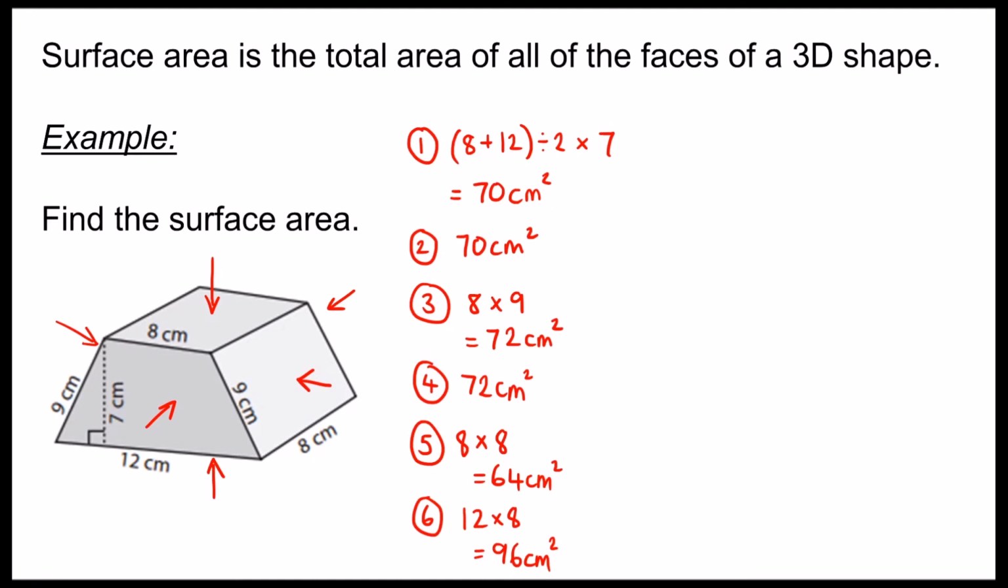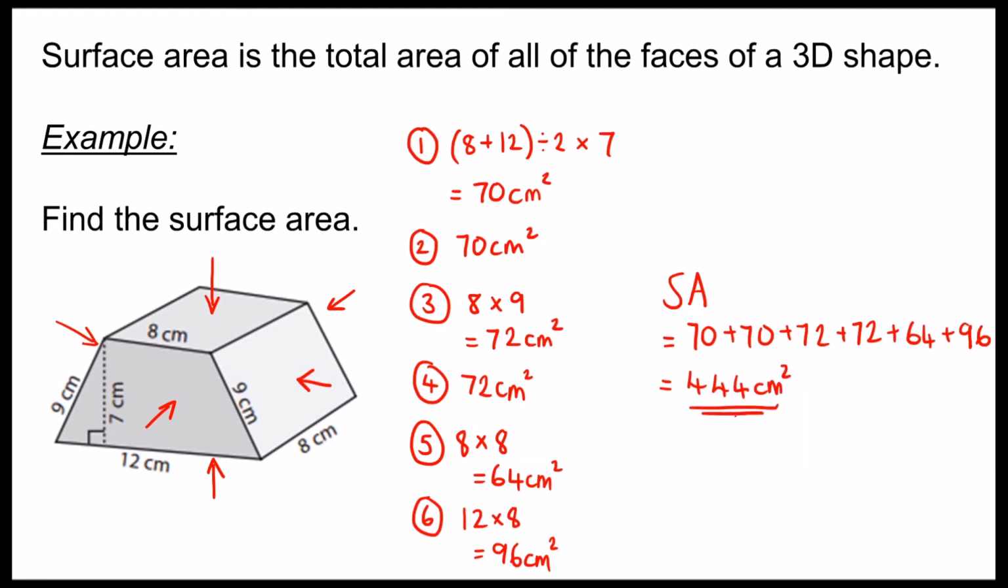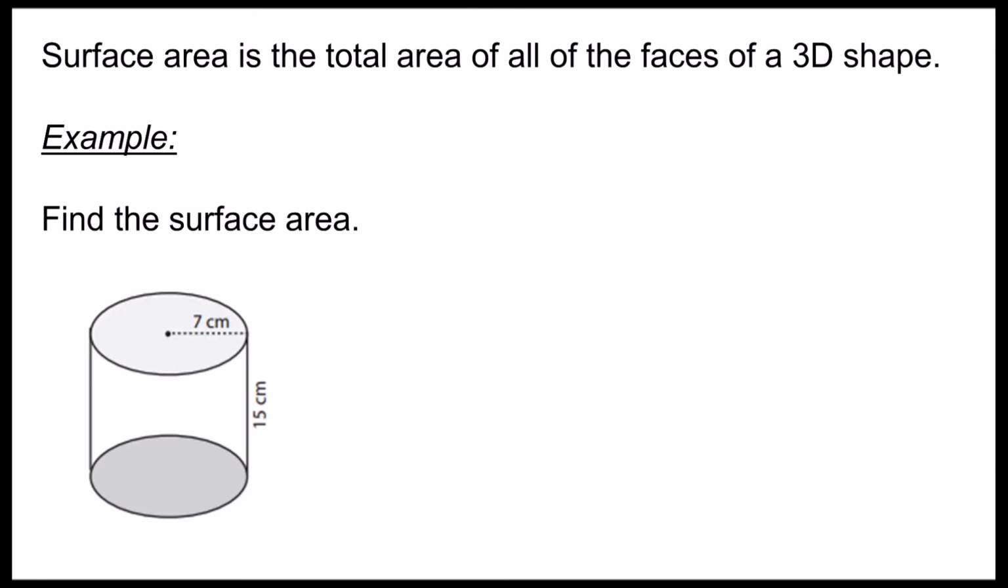Now I need to make sure I write all of this down as working out, so I can say that my surface area was equal to 70 plus 70 plus 72 plus 72 plus 64 plus 96, and that gave me a total surface area of 444 centimeters squared. That's our final answer. Just remember that our units are going to be centimeters squared because we're talking about an area, not a volume. In this second example, I'm asked to work out the surface area of a cylinder.